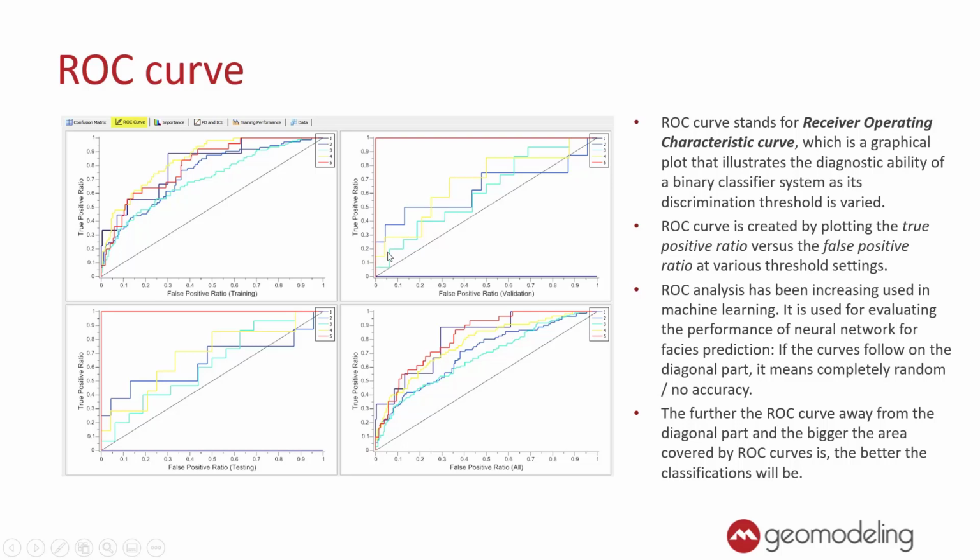If the curve follows the diagonal, it means completely random and no accuracy. The further the ROC curve is from the diagonal, and the bigger the area covered by the ROC curve is, the better the classification will be.